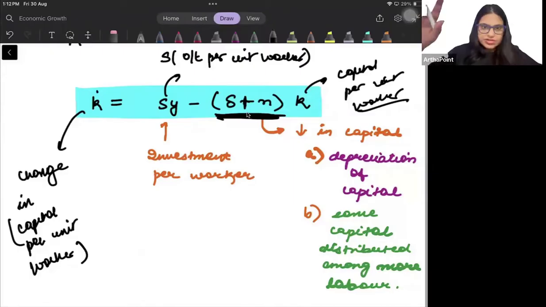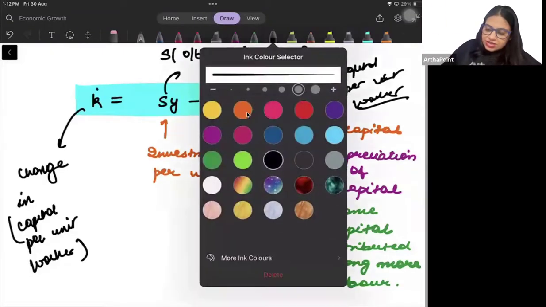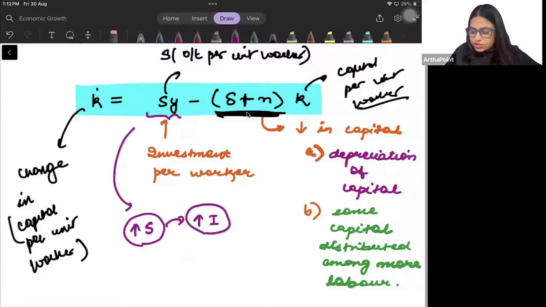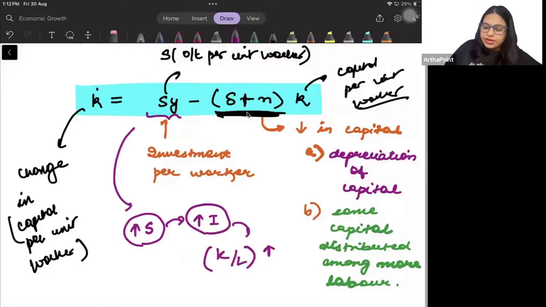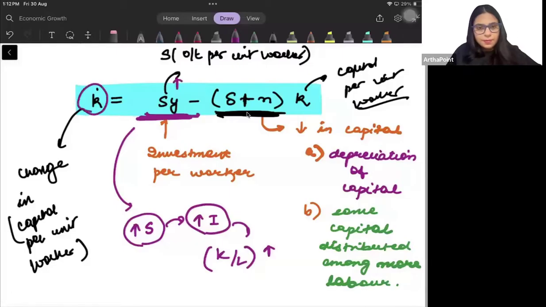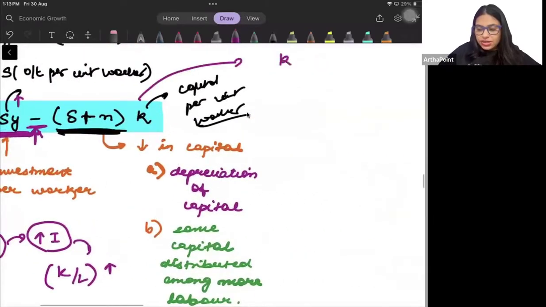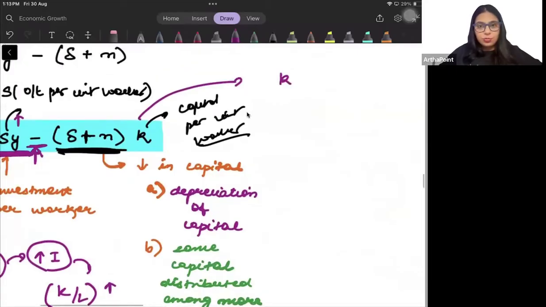अब ध्यान से देखो what we are saying in this equation. This part is telling me that when my savings will increase, then my investment will increase, then my capital per unit labor will increase. ये वाला part ये बता रहा है. It will increase this thing. There is a negative sign here. So negative sign means decreasing capital per unit worker. So we are saying that the capital per unit worker can decrease due to two reasons. दो reasons से वो कम हो सकता है.